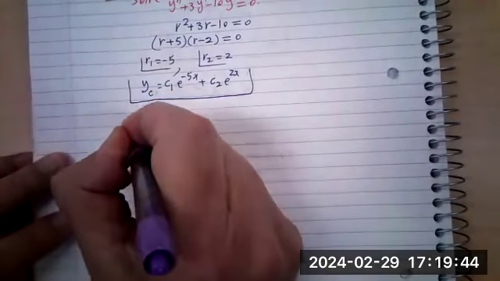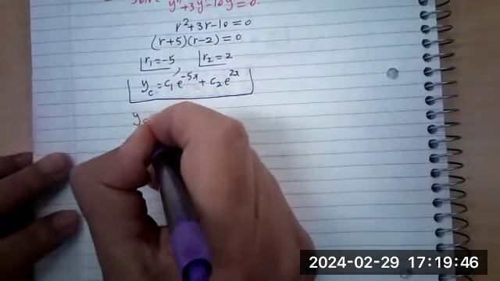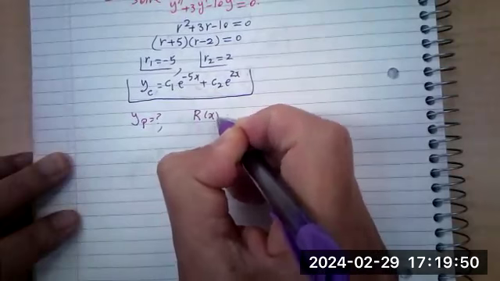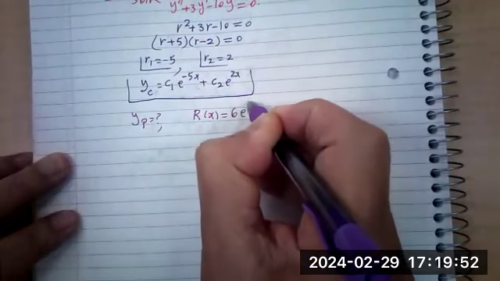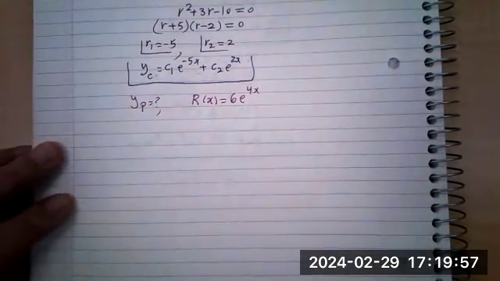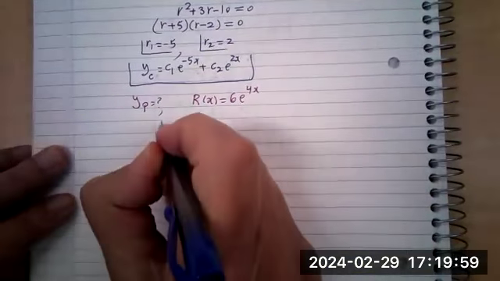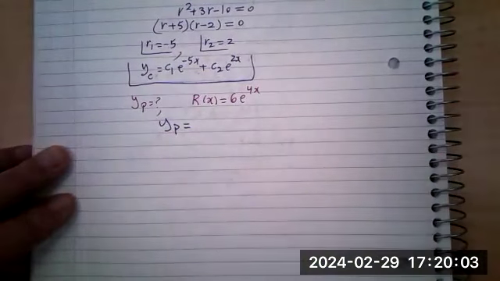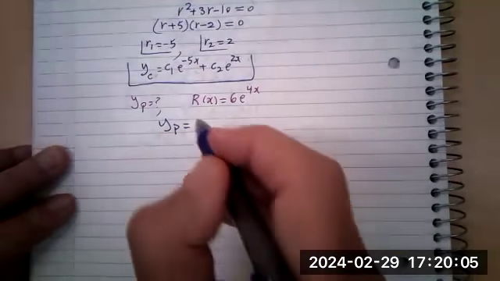Now the question is YP. You bring the R of X. R of X is a constant times an exponential function. So we change it to the constant polynomial. That would be y of p. So y of p is a constant polynomial. See, just A1, it doesn't matter, B, C, D.